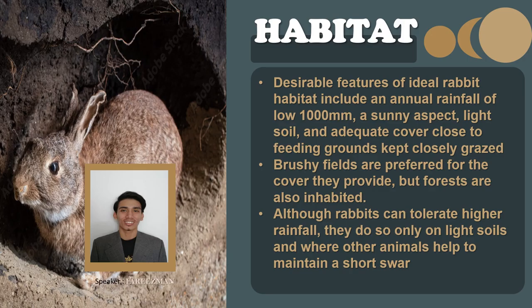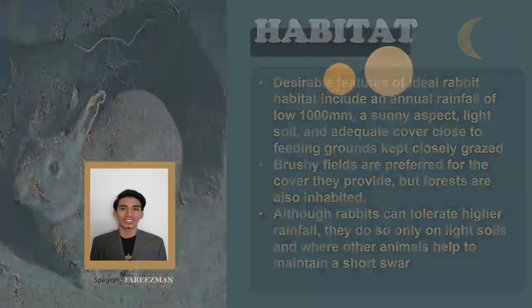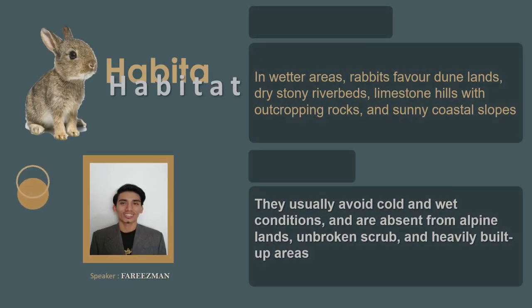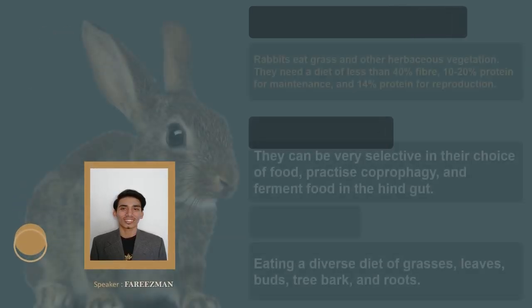Although rabbits can tolerate higher rainfall, they do so only on large soil and where other animals help to maintain a short sward. In wetter areas, rabbits favor downland, dry stone riverbeds, limestone hills with upcropping rock, and sunny coastal slopes. They usually avoid cool and wet conditions and are absent from alpine lands, unbroken scrub, and heavily built up areas. Now we go to the nutrition part.